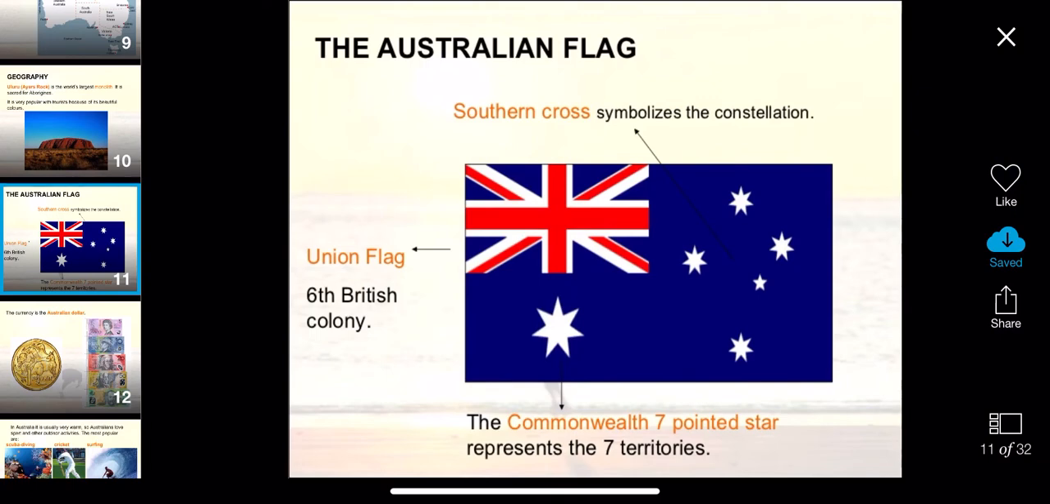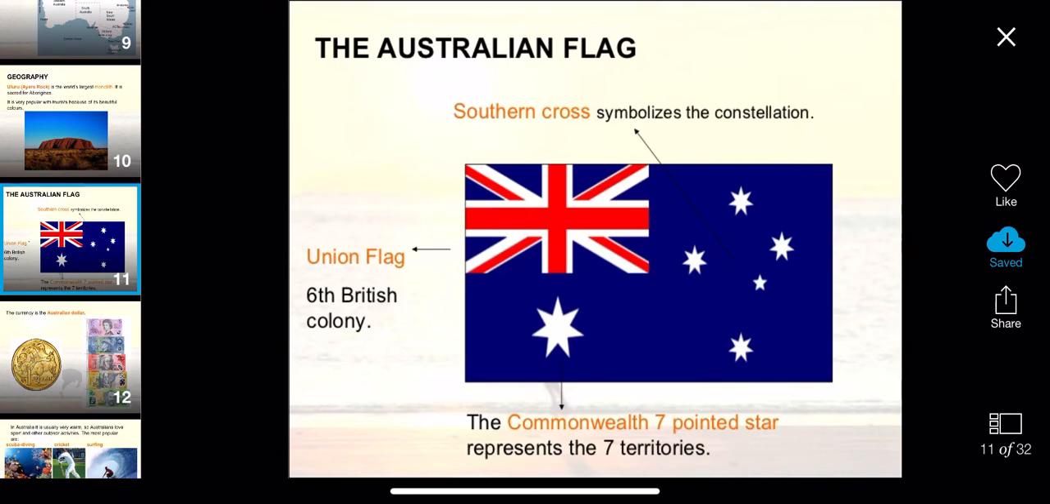The Australian flag is very, very famous, and it has two flags because it is an Australian flag, but on the Australian flag is the Union Jack, which represents the British colony, because it was the British that came and found it in 1770.